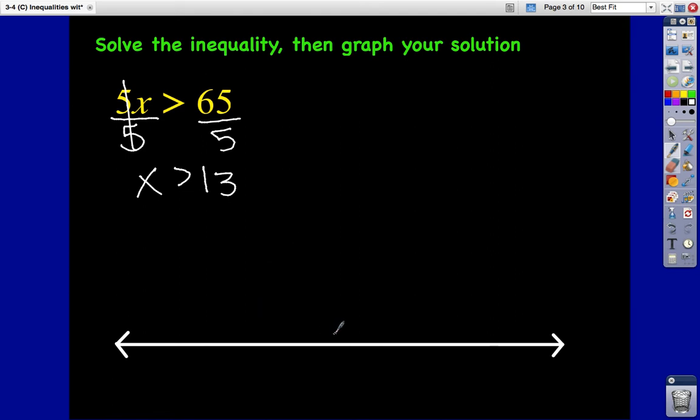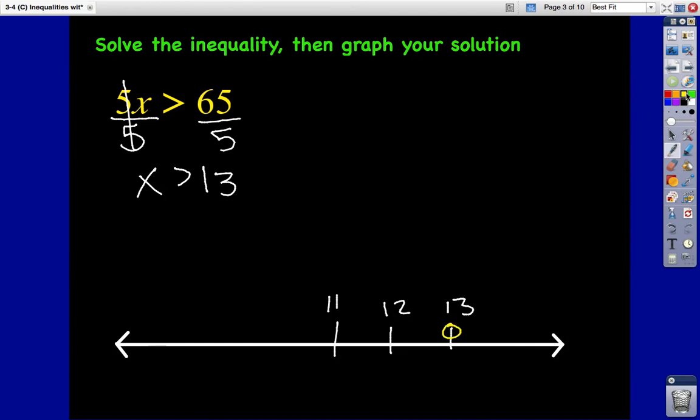So now I can graph it, and I'm going to kind of be lazy on my graphing, even though I don't want you to be lazy. I'm just going to do a few points on here. And I have to use an open circle because it's greater than 13. So if I'm going to be greater than 13, open circle on 13.